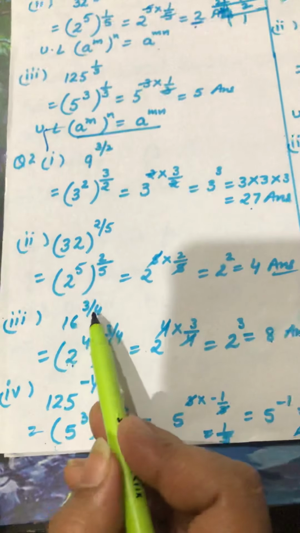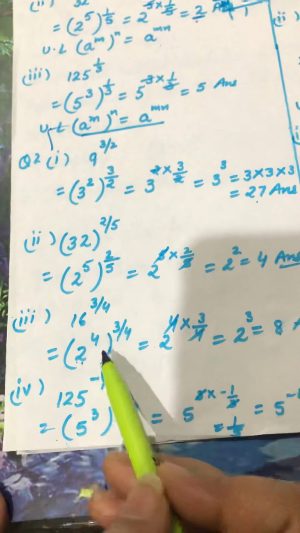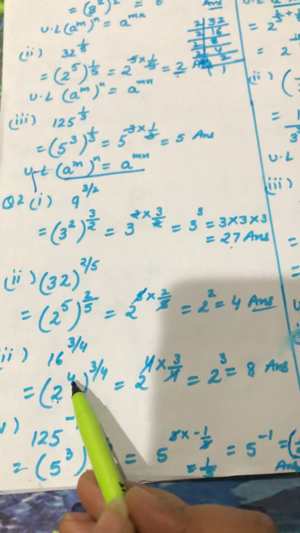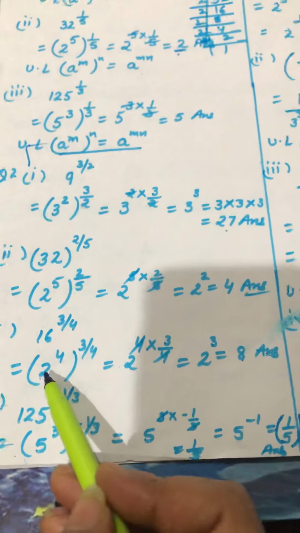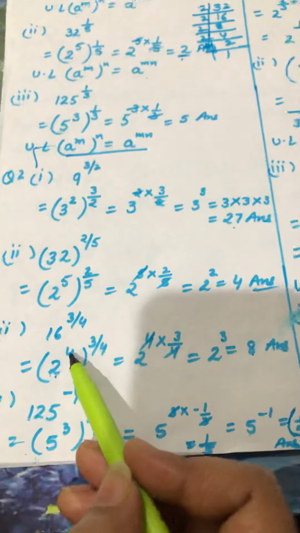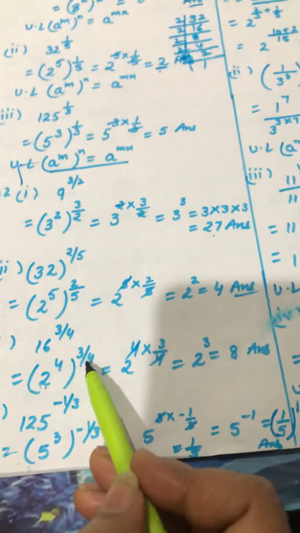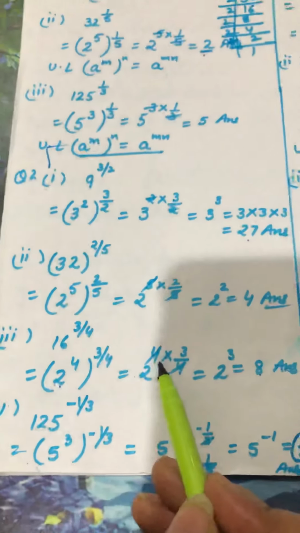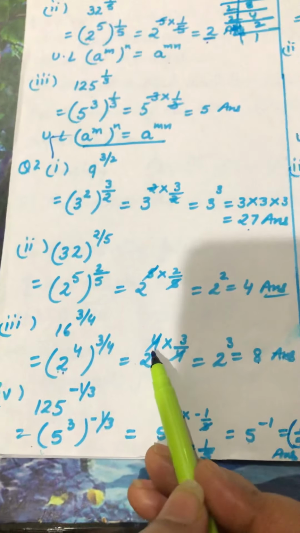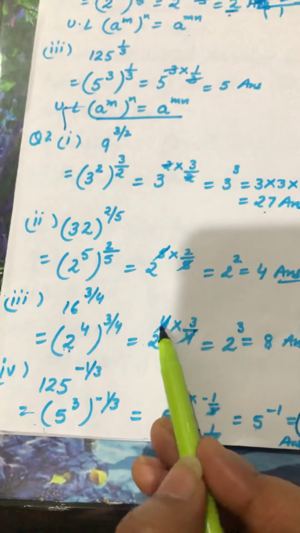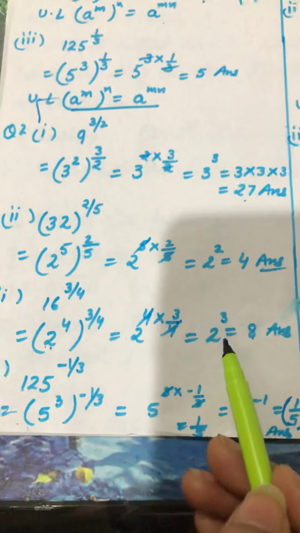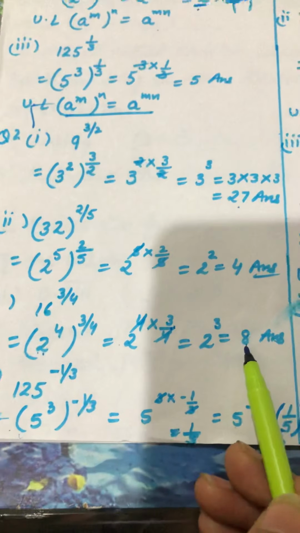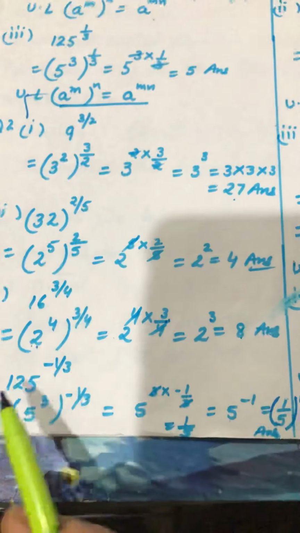Third part is 16 raised to power 3 by 4. 16 is written as 2 raised to power 4. So we have to make prime factors of 16. After making prime factors, we get 16 equal to 2 raised to power 4 whole power 3 by 4. So again using the same law, a raised to power m whole power n, m into n will multiply, 4 and 4 will cancel out and we are left with 2 cube, which is equal to 2 into 2 into 2 equals 8 is the answer of third part.